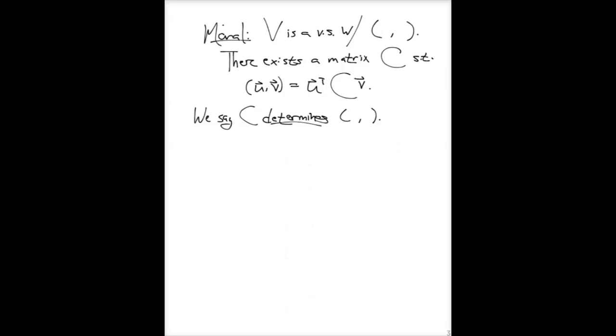Well, it may not be a great surprise that this method that we employed works in far greater generality. In fact, if V is any finite dimensional vector space with an inner product and an ordered basis, then we can always find a matrix which determines the inner product. We'll write the theorem down.